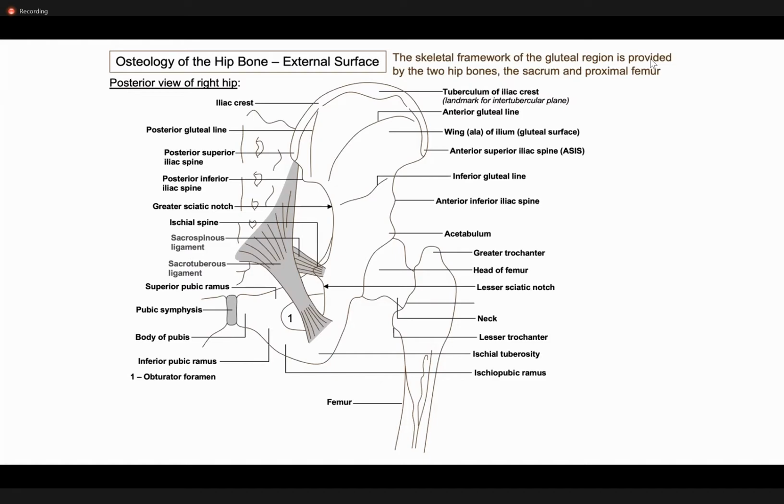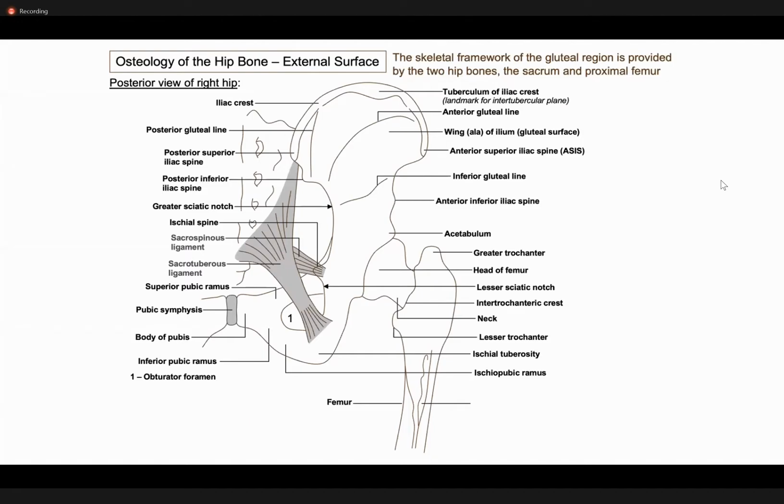And there is a line here. What name should be given to this line? Intertrochanteric line. On the posterior aspect, we'll call it intertrochanteric crest. So this is the posterior aspect. So I will not call it intertrochanteric line. I will call it intertrochanteric crest, because I'm looking from the back. Why am I looking from the back?